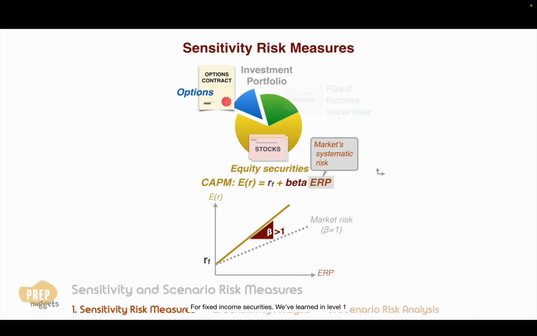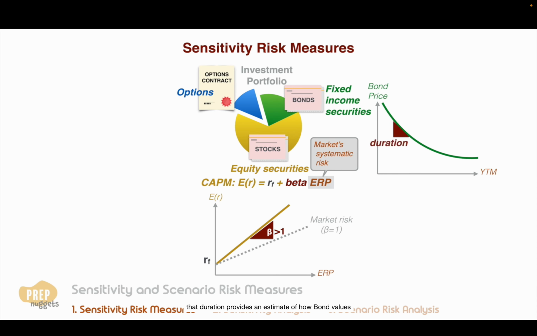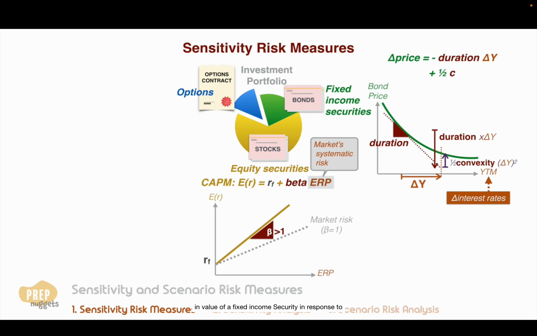For fixed income securities, we've learned in Level 1 that duration provides an estimate of how bond values are affected by changes in interest rates, which affects a bond's yield to maturity. For larger changes in the yield to maturity, the estimated change in bond price may not be accurate if we just use the duration, due to the curvature of the relationship. Making convexity adjustments may improve the estimates of the change in bond value. The estimated change in value of a fixed income security in response to a change in its yield to maturity is the duration-based estimate plus the convexity adjustment.